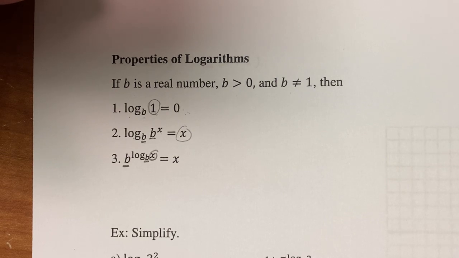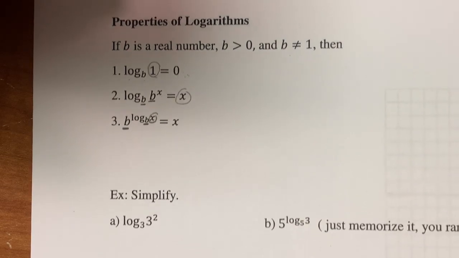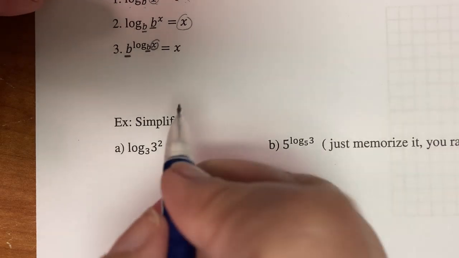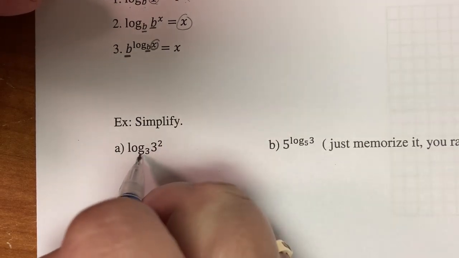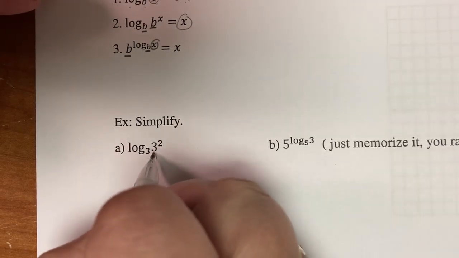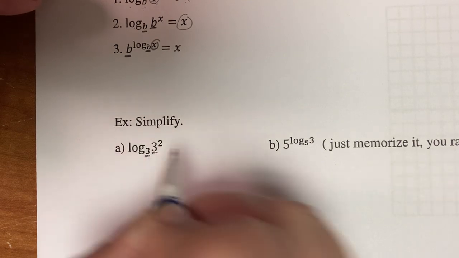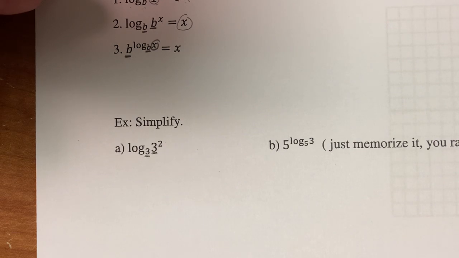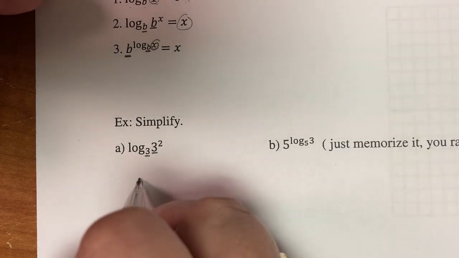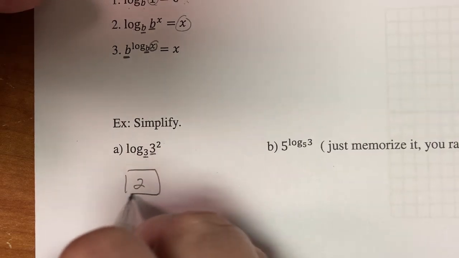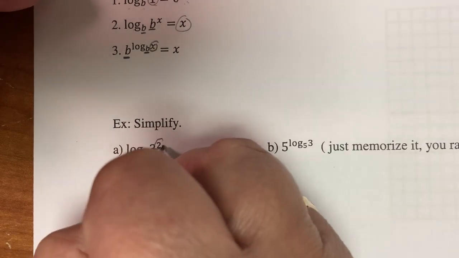So we actually have examples right down below of both of those. So look at this one. Simplify this: the log base 3 of 3 to the second. Do you see where the base of the log is the same as the base being raised to the exponent? Your answer is simply 2. It is the exponent.